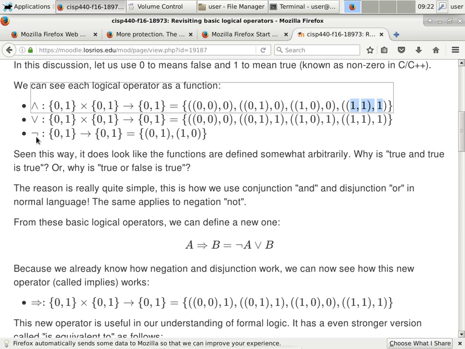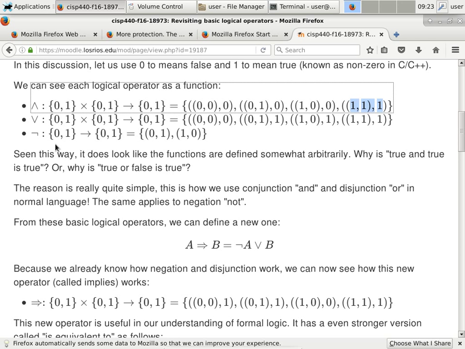So I do the same thing with OR and also negation. Negation looks a little bit different because negation is not a binary operator. It's a unary operator, which basically means it only takes one value, works on it, and then comes up with another value. So are there any questions about this alternative way of defining the logical operators?